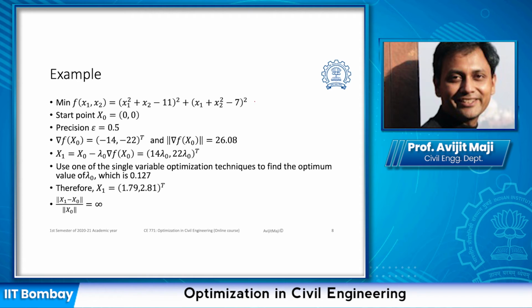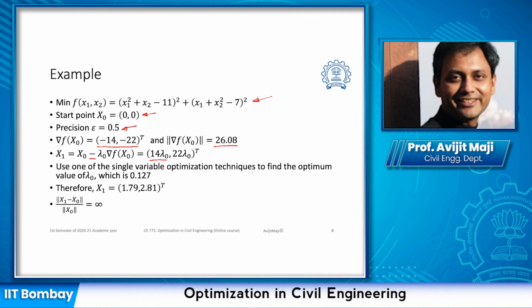We have chosen this example. It's the same example which we have been using for the last few algorithms. We have chosen the start point as 0, 0 and the precision value as 0.5. Now at the point 0, 0, we can find the gradient, and it is going to be negative 14 and negative 22. At this point, the scalar quantity of the gradient is going to be 26.08, and this is more than the precision which we have set, so we need to search for a better point along this direction. For that purpose we set up the new point, and since this is a minimization problem, we indicate it as negative lambda 0 times the gradient.